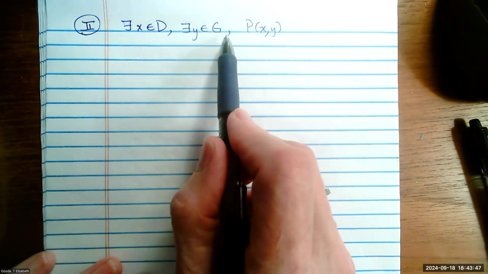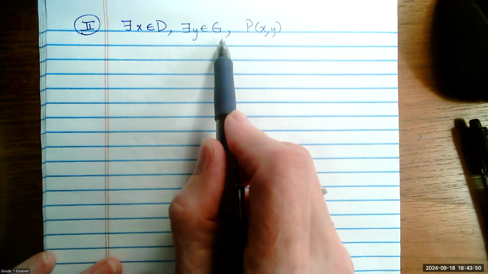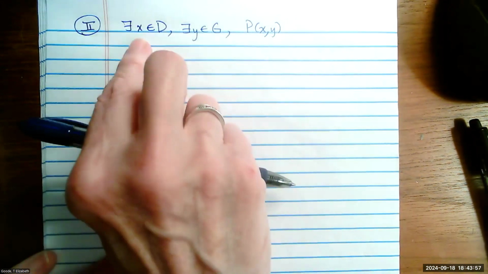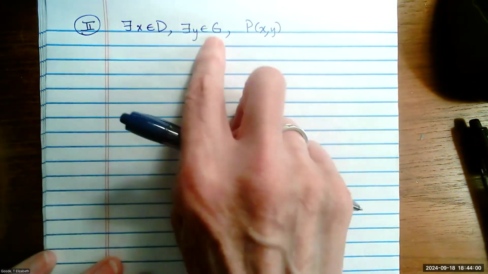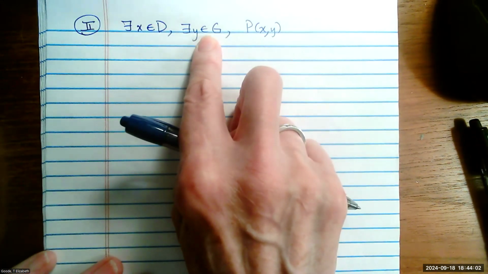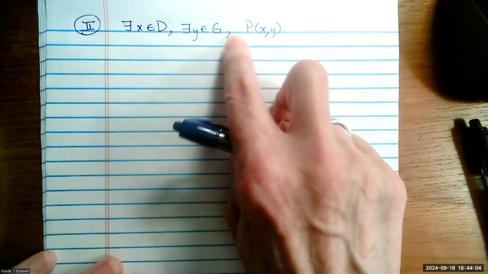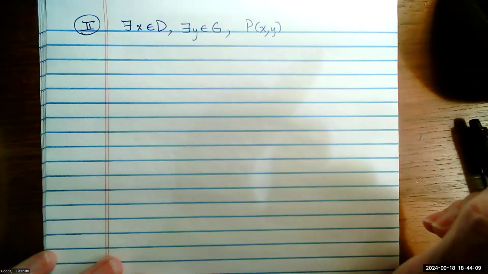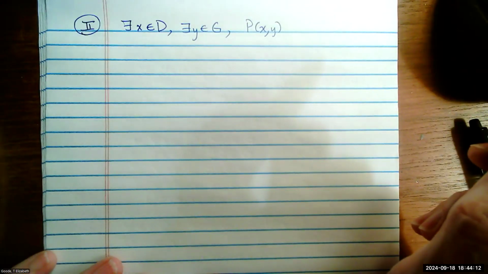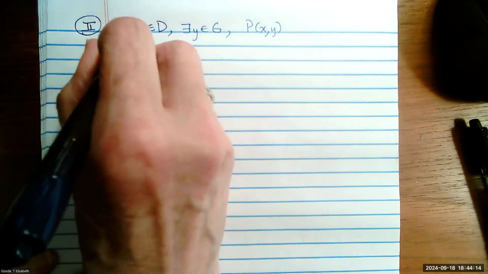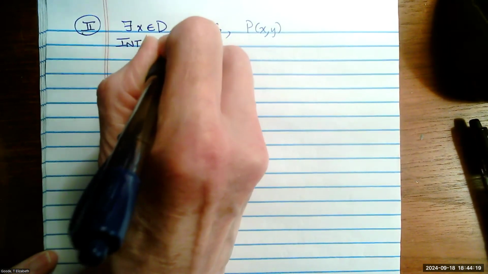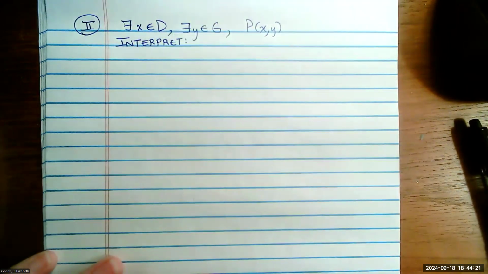By the way, we use the phrase such that after the existence quantifier. It's perfectly natural when we read this to say there exists an X in D and there exists a Y in G such that this property holds. So you'll hear that. It doesn't make sense to say such that after a for all phrase, but it does make sense to say such that after a there exists phrase, just FYI, in case you're wondering about that.